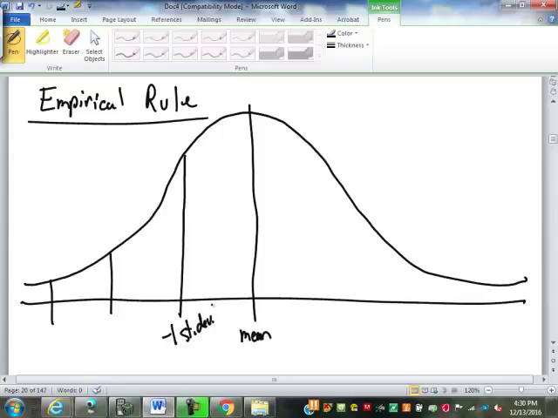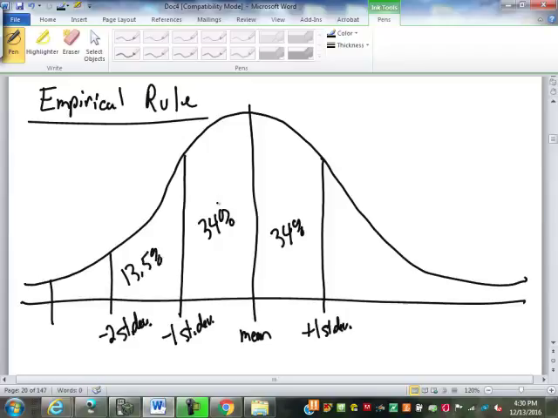Between the mean and 1 standard deviation below is about 34% of the data. The same goes in the other direction. If I go 1 standard deviation above, about 34% is between the mean and 1 standard deviation above. If I go 2 standard deviations below, if I subtract another standard deviation, between 1 and 2 standard deviations below is about 13.5% of the data. Same on the other side: between 1 and 2 standard deviations above is about 13.5% of the data.